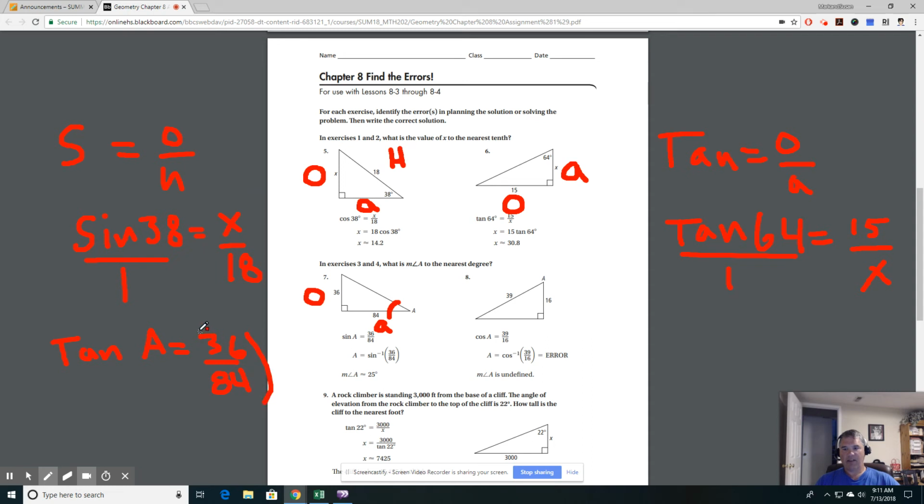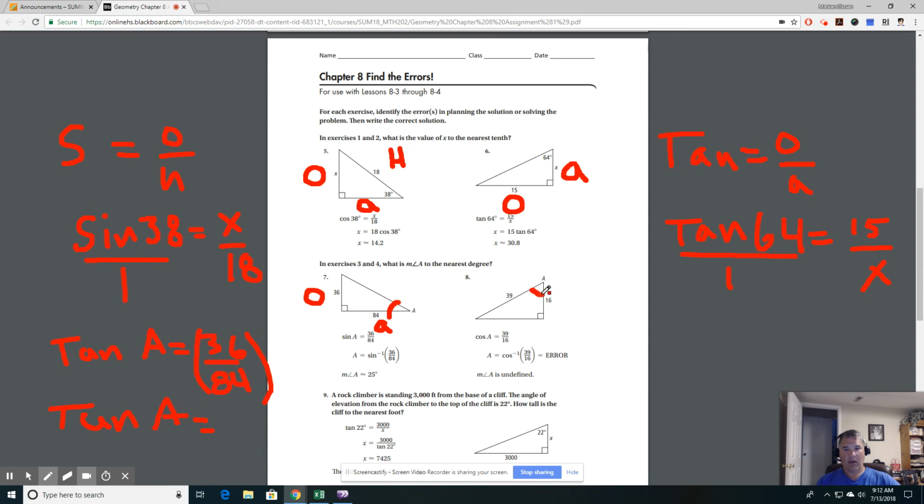Now, 36 divided by 84 is just a decimal, right? So find out what that is. So I have tangent of A equals whatever this decimal is. Now, when you're trying to find the angle, you'll have to go tangent inverse of that decimal. Tangent inverse of that decimal will give you the angle. So make sure if you're trying to find the angle, you have to go sine inverse, cosine inverse, or tangent inverse.